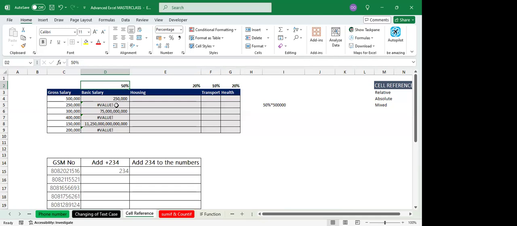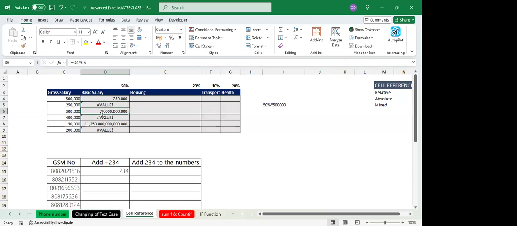If I move down here, my C5 is actually correct because it's still meeting a number. But my D2 has become D3, and this is not a number. So what we are simply saying by this formula is D3, that is basic salary, times 250,000. Does it make any sense? No, not at all. You understand?